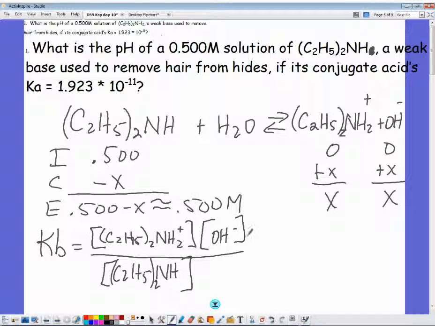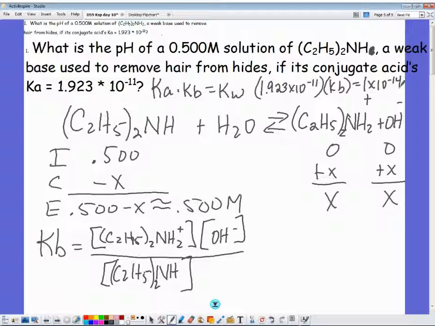All right, so I can't use my Ka directly, but what I can do is come up here and remind myself that Ka times Kb is Kw, yes? And so I can say, all right, then 1.923 times 10 to the minus 11 times my Kb value will be, and what's Kw again? Have to have that memorized. 1 times 10 to the negative 14, because you're going to need to know that. You can't spend your time hunting for constants like that; you really need to know their values.